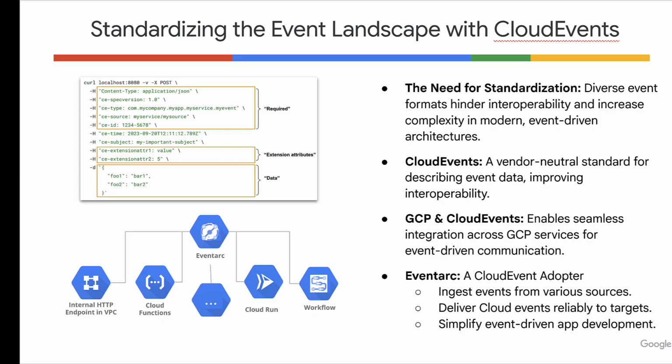Cloud Events is a vendor-neutral standard specifically designed for describing event data. It provides a common and consistent format that fosters true interoperability between different systems and platforms, regardless of their underlying technology. And the great news is that Google Cloud Platform has fully embraced Cloud Events. This commitment enables seamless integration across various services. What this means is that you can effortlessly use your cloud events with powerful services like Pub/Sub, Eventarc, Cloud Functions, and many more. A prime example of this synergy is Eventarc.